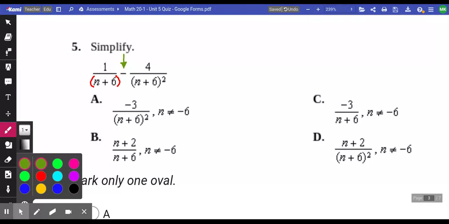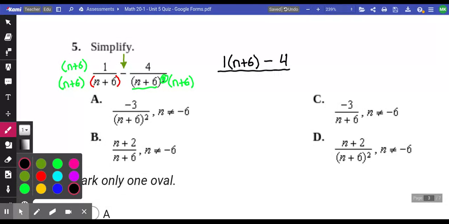If I look at this, it almost looks like I have a common denominator, but I don't. The reason is that this is n plus 6 squared, meaning there's really two n plus 6s. So if that one has two n plus 6s, this one needs two n plus 6s. So I multiply the top and the bottom by n plus 6. That gives me 1 times n plus 6 minus 4 divided by my common denominator of n plus 6 squared.